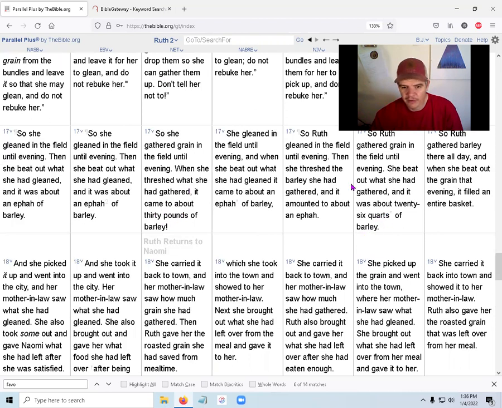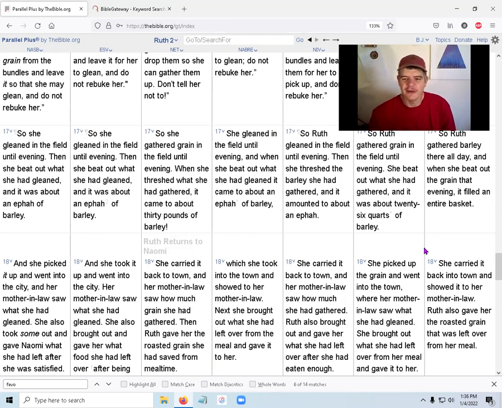Six quarts of barley. Four quarts make a gallon. So that's not too much, actually. If an ephah is 26 quarts, never mind, 24. So six milk jugs filled with barley. Six gallon milk jugs filled with barley, and a little bit more.